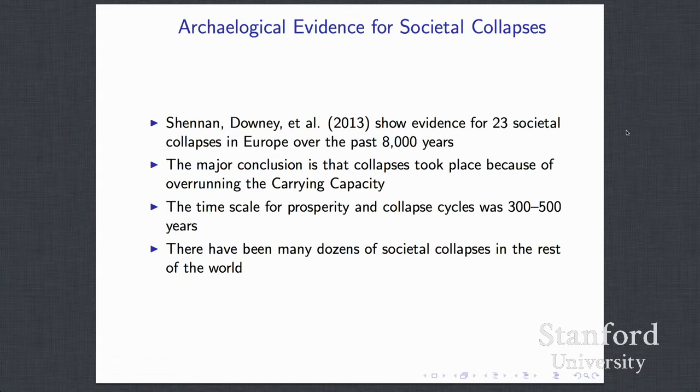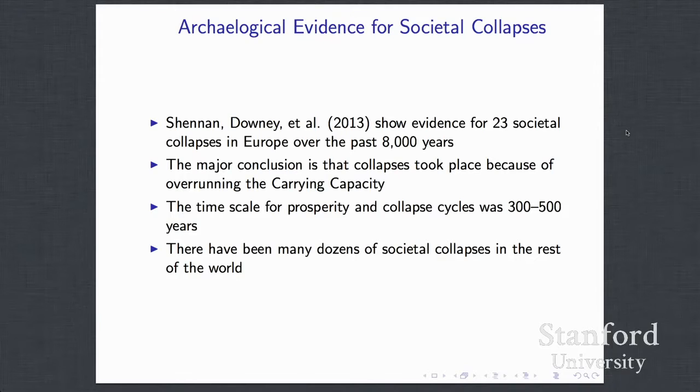He was also involved in this project, and they look at a huge collection of archaeological evidence at certain sites over Europe. And they find that there have been 23 societal collapses over the past 8,000 years, across those specific sites they looked into. Out of these 23 collapses, they figure out that external forcing wasn't the cause, but these collapses happened because of an internal endogenous issue: overrunning the carrying capacity of the system.